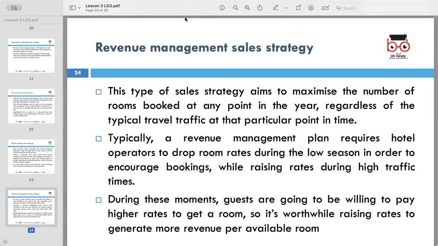Revenue management sales strategy. The focus is on revenue management strategies employed by hotels to maximize room bookings throughout the year, regardless of the typical travel traffic at any given time. Revenue management involves adjusting room rates based on demand fluctuations, aiming to optimize revenue per available room. During low season periods, hotel operators may lower room rates to stimulate bookings and fill occupancy. Conversely, during high traffic times when demand is higher, hotels can capitalize on guests' willingness to pay higher rates by raising prices, thereby generating increased revenue per available room. The approach allows hotels to adapt their pricing strategies dynamically to market conditions, ensuring a consistent level of business and revenue generation across different seasons.